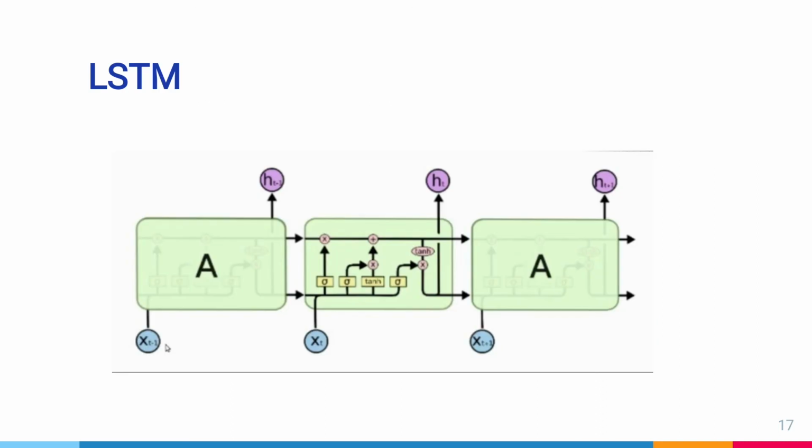Then here is a more intuitive diagram of the LSTM network. Here x(t-1), x(t), and x(t+1) are the inputs, and the outputs of the sigmoid function control the tanh function.